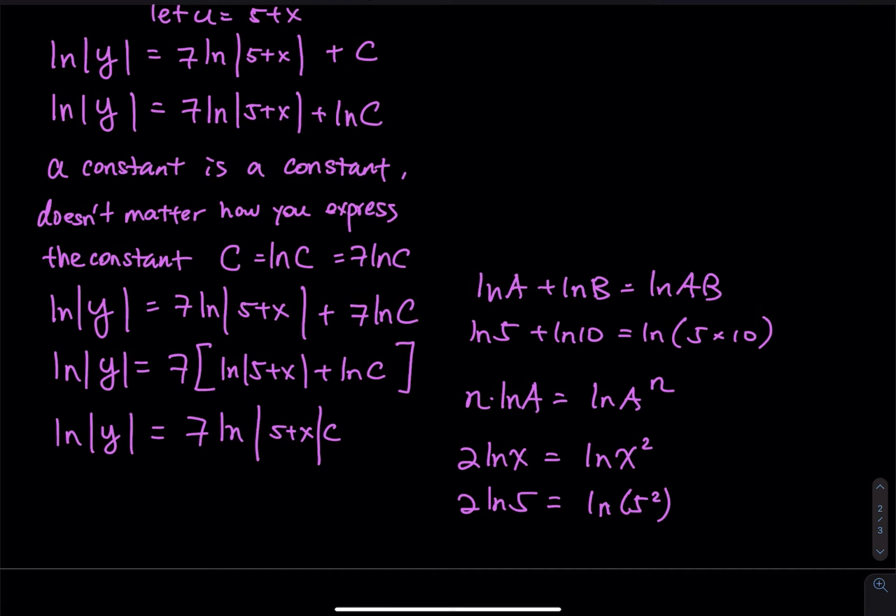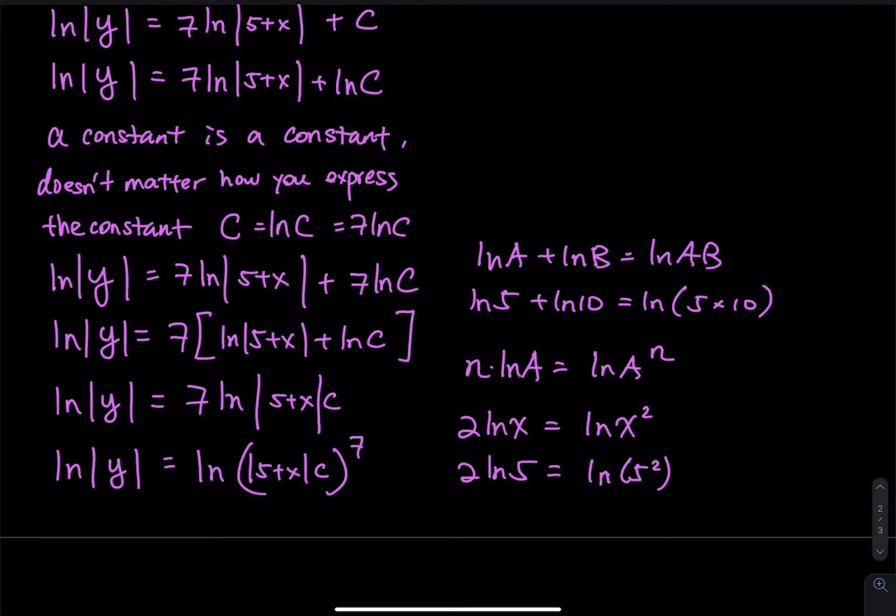So what else do we need to do? Just bring the 7 up. So we bring the 7 up. So we have Ln absolute value of y equals Ln, and then we have pi plus x times a constant, and then you raise that to the 7th power.